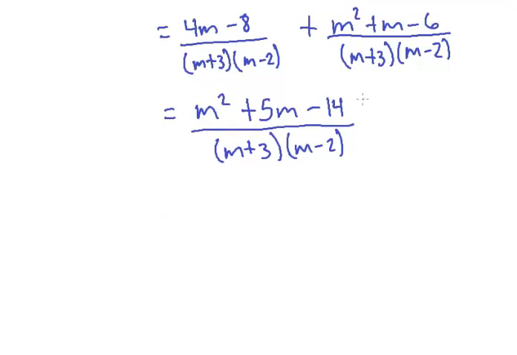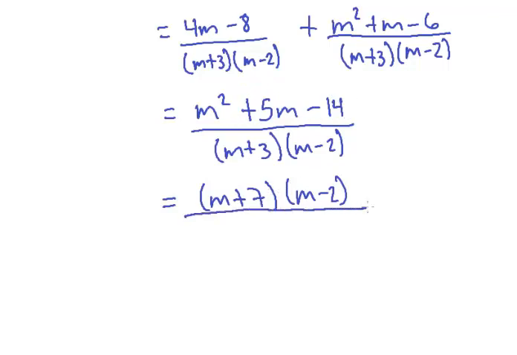Can we simplify this? Yes. If we factor the numerator, we should be able to find something that can be cancelled. Factoring the numerator would give us m plus 7 times m minus 2. Why? Because 7 times negative 2 gives you negative 14, and 7 minus 2 gives you positive 5. So you can factor that thing that way.